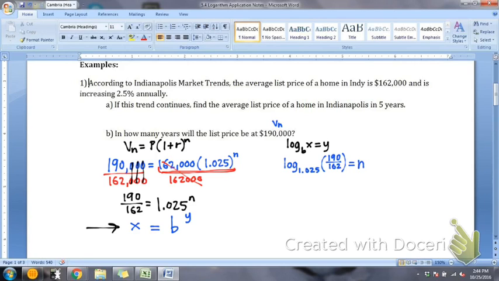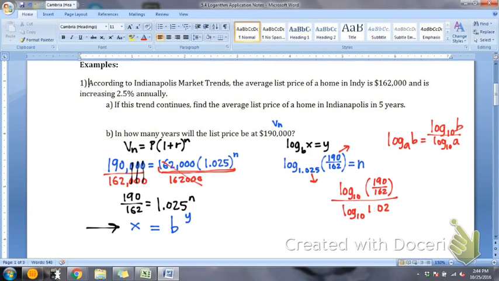Guys, you remember this from like 15 minutes ago? When we did log base a of b, yes. And it changed to log base 10 of b over log base 10 of a. Do you remember this? Yeah. Okay, so let's change this. Remember, this one's already low, so it's going to drop low and this one's going to go high. So I should have log base 10 of 190 over 162 divided by log base 10 of 1.025.